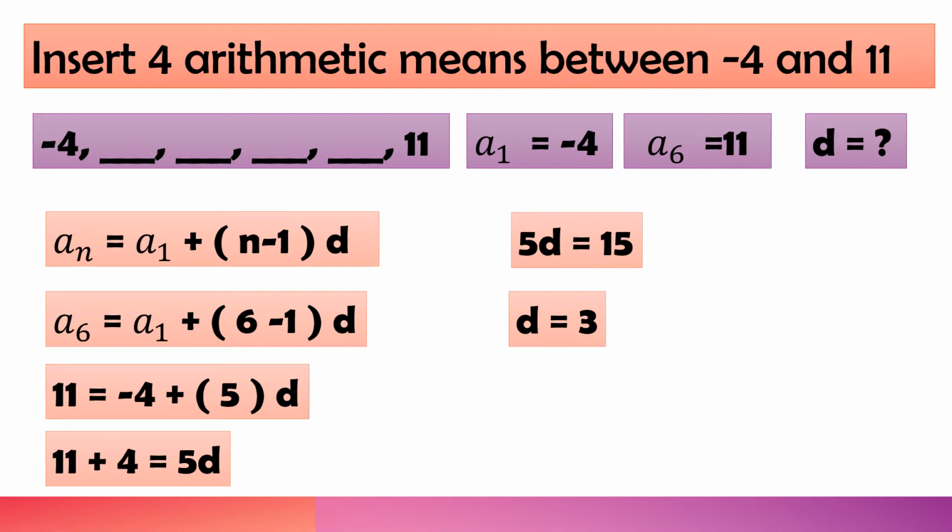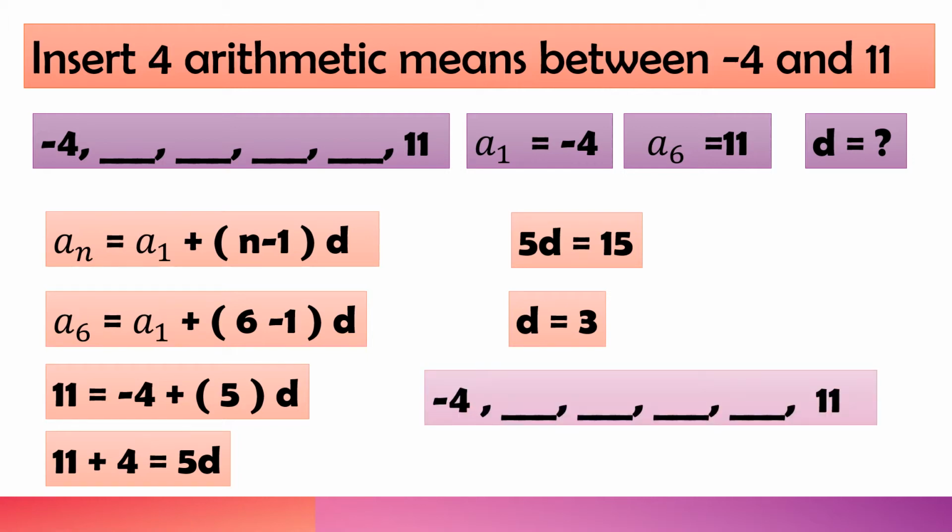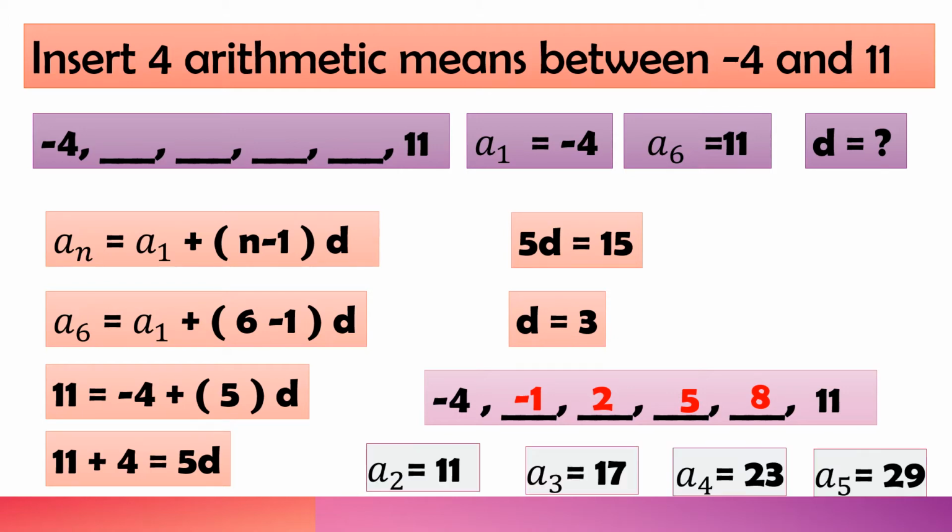Since the common difference is equal to 3, that is equal to -4 plus 3 equals -1 plus 3 equals 2 plus 3 equals 5 plus 3 equals 8. That means that a sub 2 is equal to -1, a sub 3 is equal to 2, a sub 4 is equal to 5, and a sub 5 is equal to 8. We therefore conclude that the arithmetic means between -4 and 11 are -1, 2, 5, and 8.